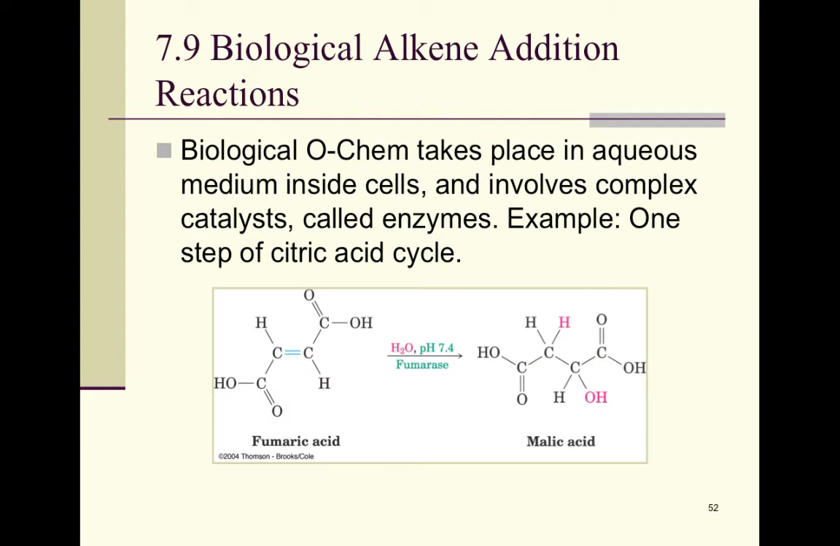Biological alkene addition reactions. Biological OChem takes place in aqueous medium inside cells and involves complex catalysts called enzymes. This is an example of one step of the citric acid cycle. All right, so we have our carbon-carbon double bond here. What's the before and after picture? Here's our carbon-carbon double bond. It's gone. So in this reaction, we saw that H and OH was added across the double bond. That's the organic piece of the biological process.